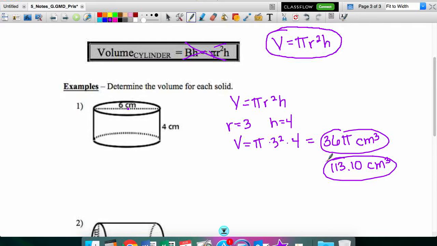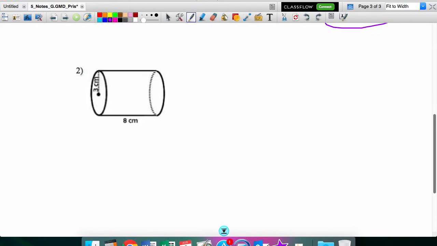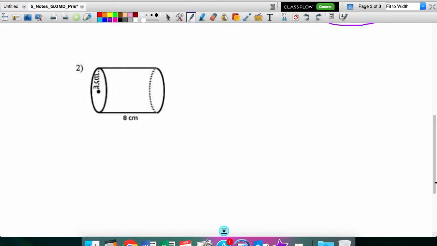So that was pretty easy when you follow the formula. Cylinders are actually relatively easy as long as you can identify the radius and the height. Okay, so once again we have another cylinder. This time the cylinder is tilted on its side and the bases happen to be the left and the right. But the process is still the same. We're still going to use that volume formula. Pi r squared h.